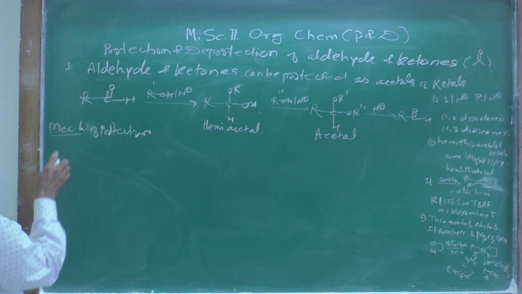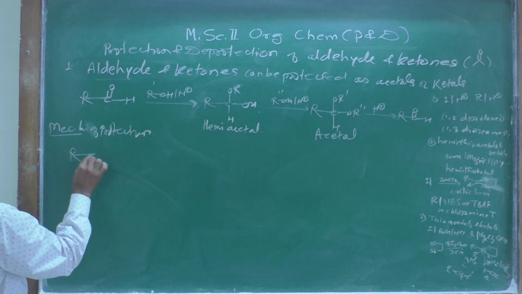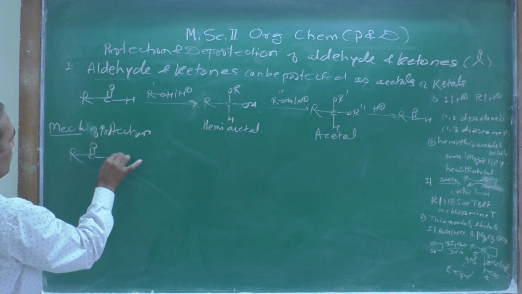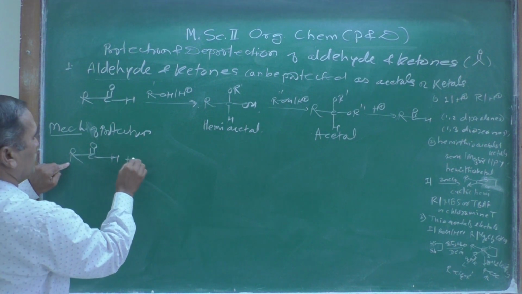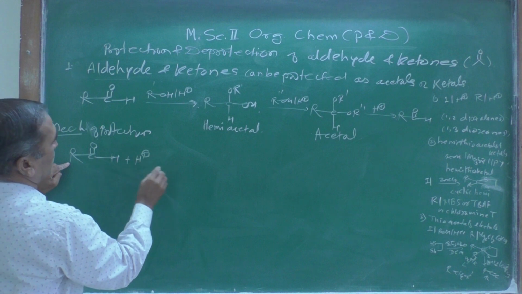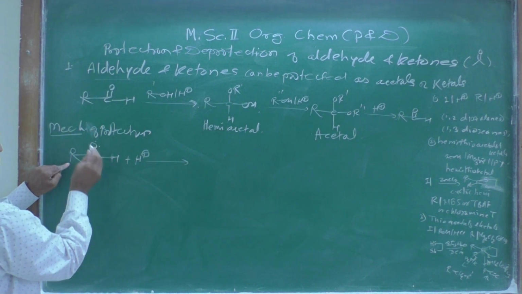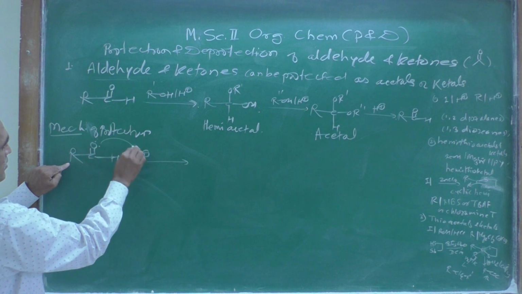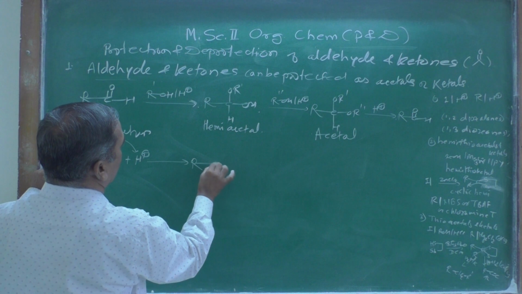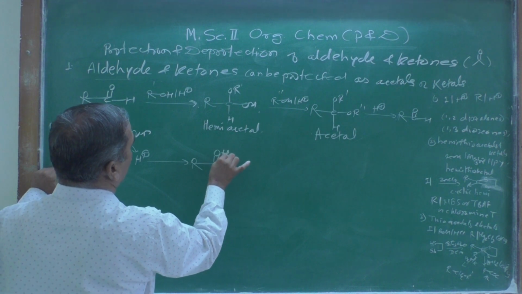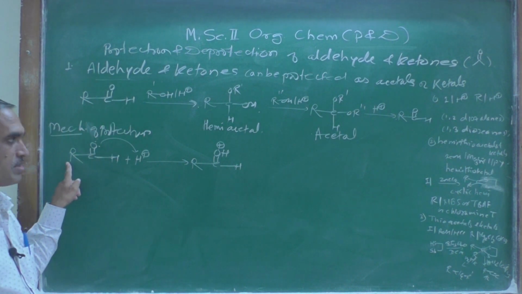Now here RC double bond OH. What is this? This is an aldehyde, right? The aldehyde is first treated with H plus in acidic medium. The lone pair which is present on the oxygen atom picks up the proton from here. What do you get? R C double bond O H positive charge, and this H as it is.